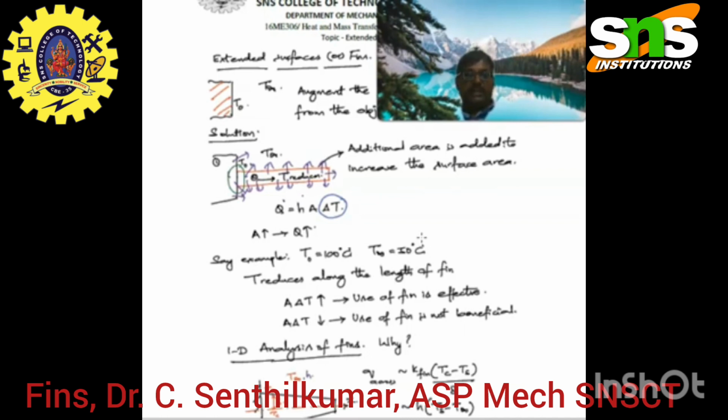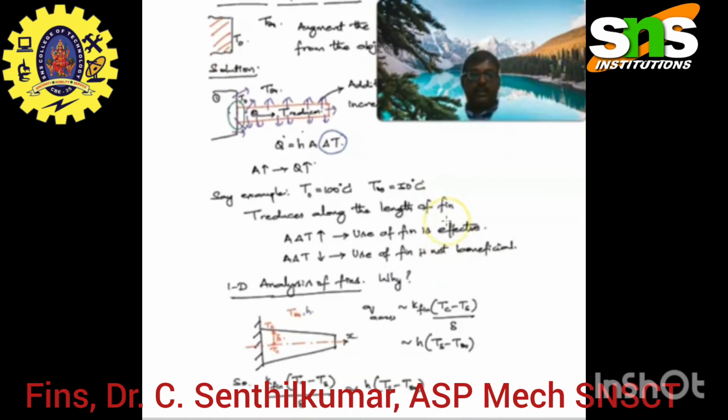So temperature reduces along the length of the fin. When the length is increasing, the temperature reduces. When delta T is high along the length of the fin, the fin is effective. When delta T decreases, the fin is not efficient, and the length can be reduced.